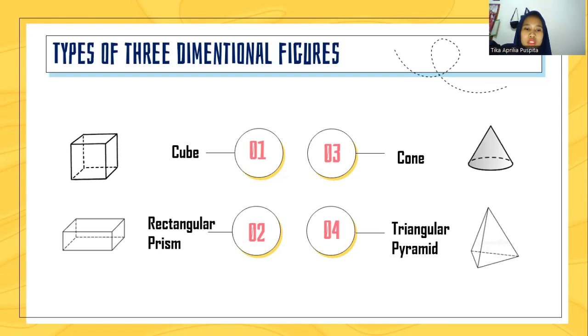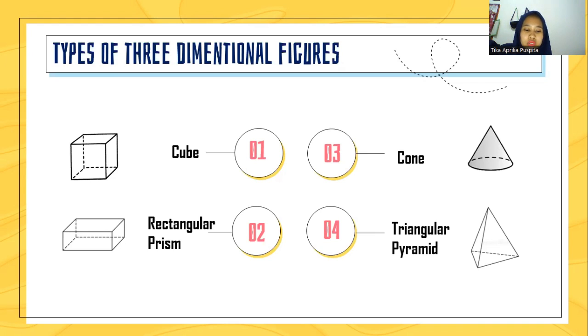The second one is rectangular prism. A rectangular prism is also known as cuboid. The faces of the cuboid are rectangular. All the angle measures are 90 degrees, just like a cube. And we can see examples of this shape in a matchbox, book, or a cupboard.